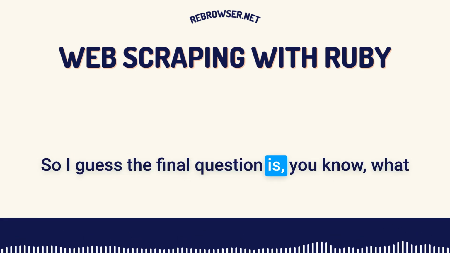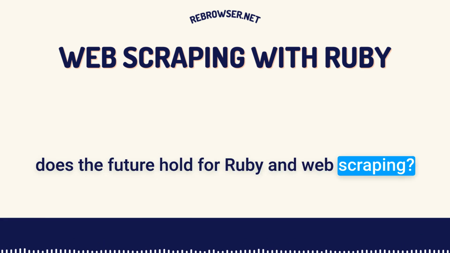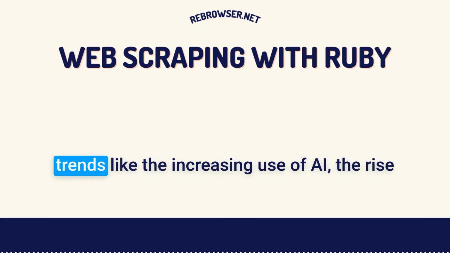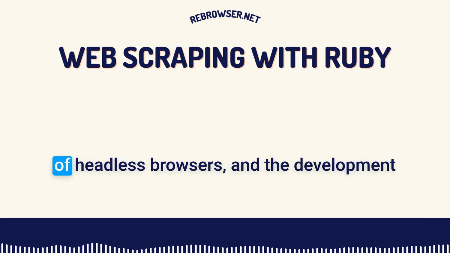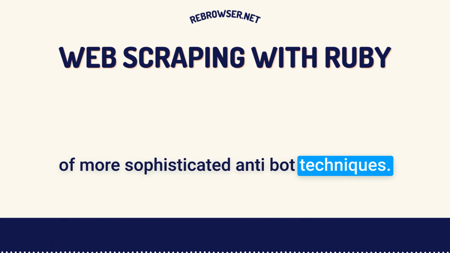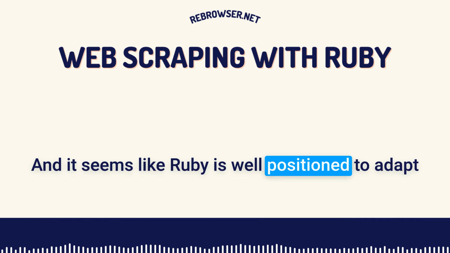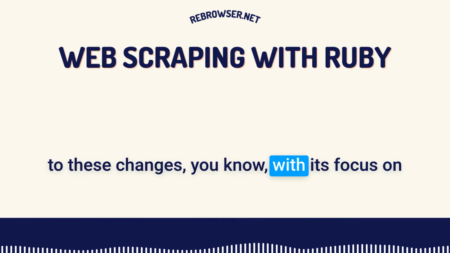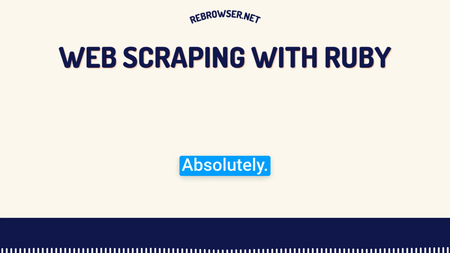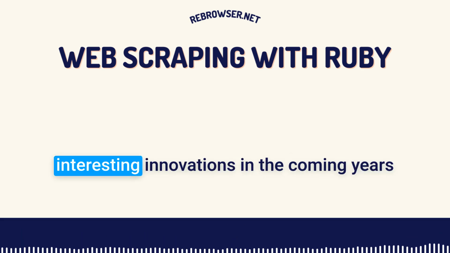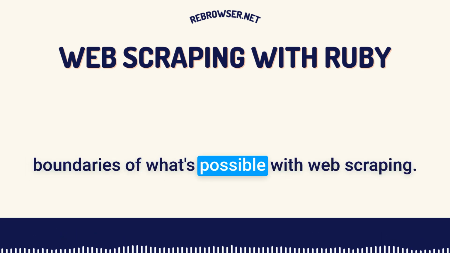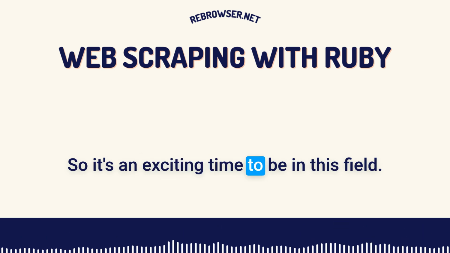So I guess the final question is what does the future hold for Ruby and web scraping? Well, that's an interesting question. We've seen some of the potential trends, like the increasing use of AI, the rise of headless browsers, and the development of more sophisticated anti-bot techniques. And it seems like Ruby is well positioned to adapt to these changes with its focus on developer productivity and its evolving ecosystem. Absolutely. I think we can expect to see some really interesting innovations in the coming years as Ruby developers continue to push the boundaries of what's possible with web scraping. So it's an exciting time to be in this field.